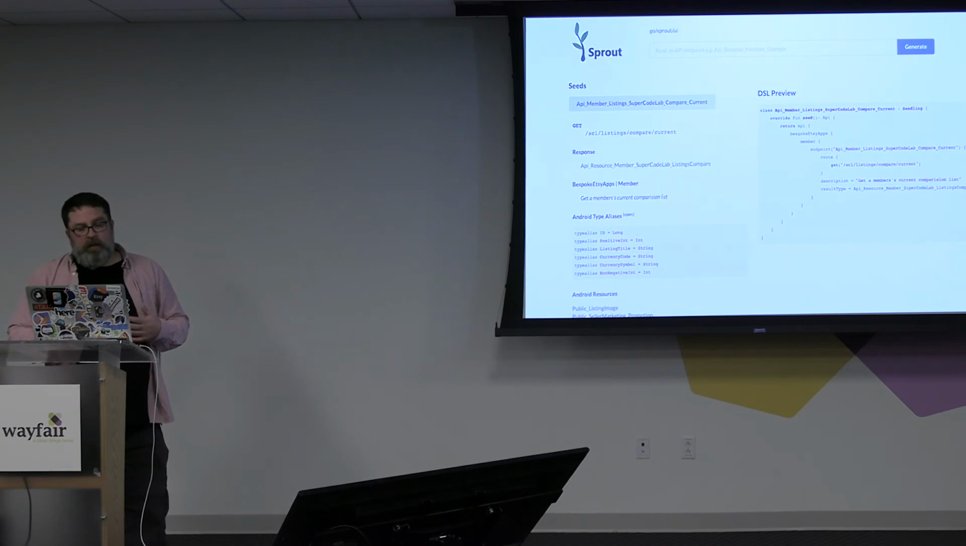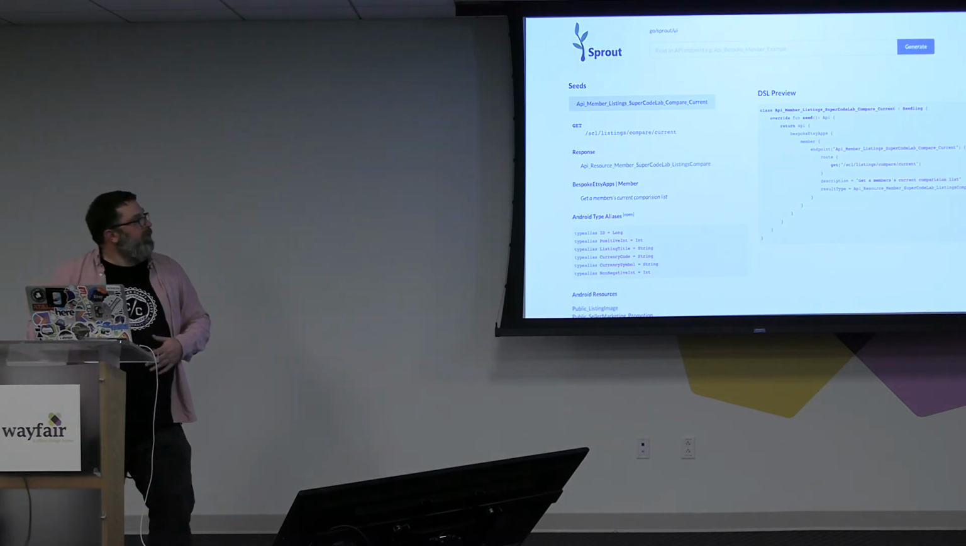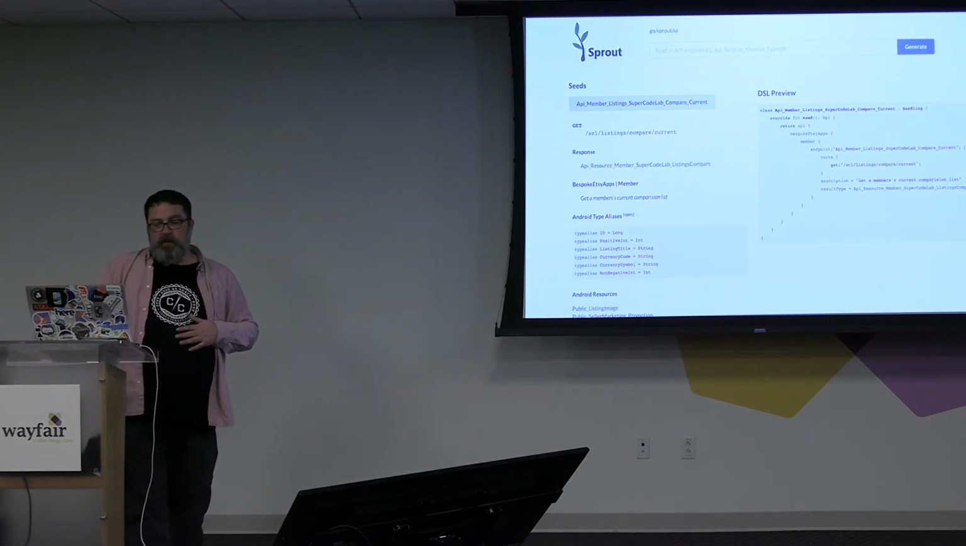So you can see here it reports the type aliases, it shows the DSL, and then it shows what we're working on, some of the metadata. And you can put in new ones and add to them.